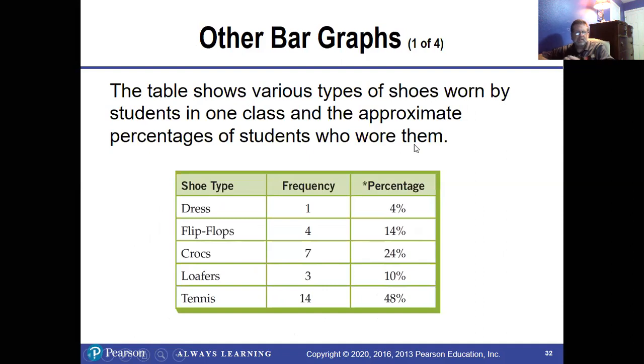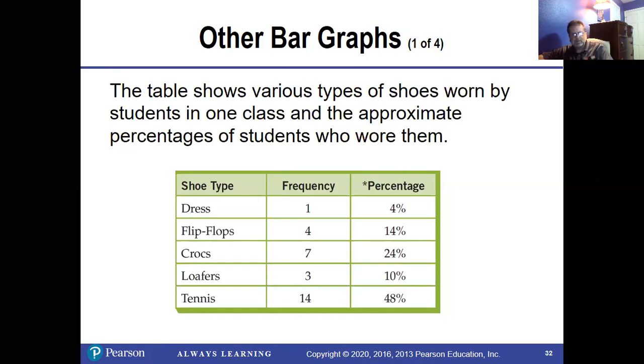Okay, here's another one about shoes. It says the table shows various types of shoes worn by students in one class and approximate percentages of the students who wore them. Okay, so I have 1 dress shoes, 4 flip-flops, 7 Crocs, 3 loafers, and 14 tennis shoes, regular running shoes, whatever case may be.